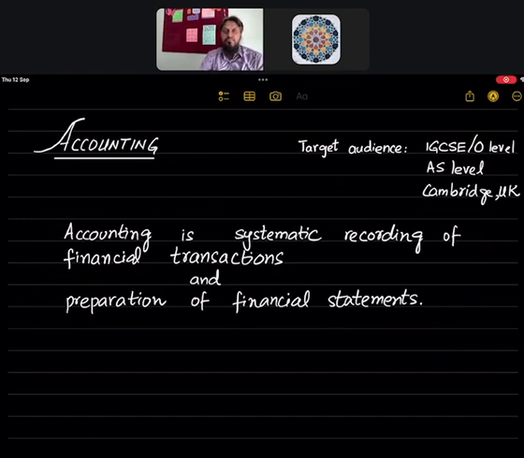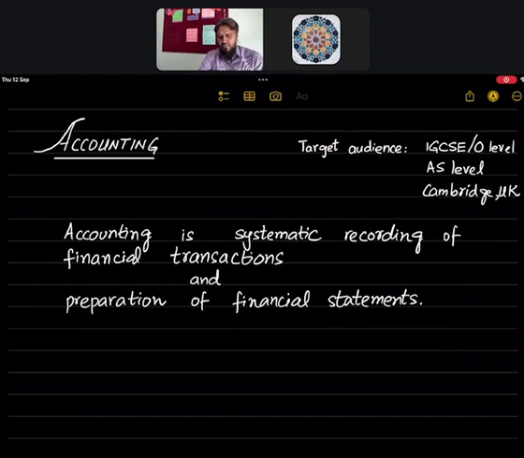It is a very interesting profession, and modern day businesses have a specific department that is allocated for accounting and finance. So what do accountants do? Accountants systematically record the financial transactions in the books of accounts, and they also then prepare the results or the summaries or the output in the form of financial statements.